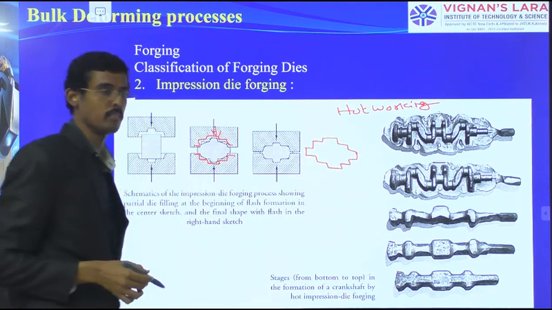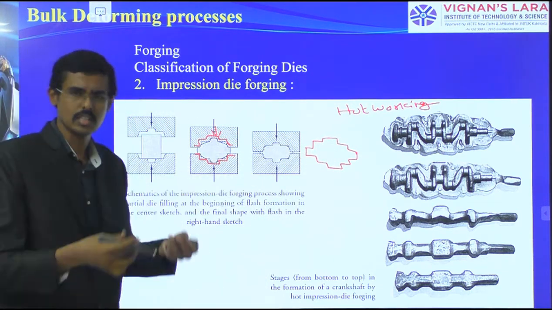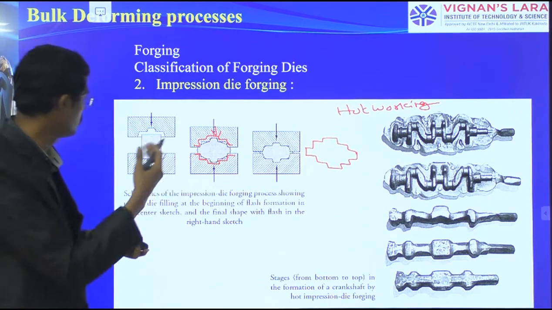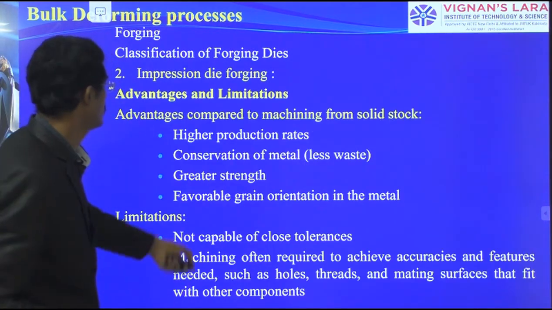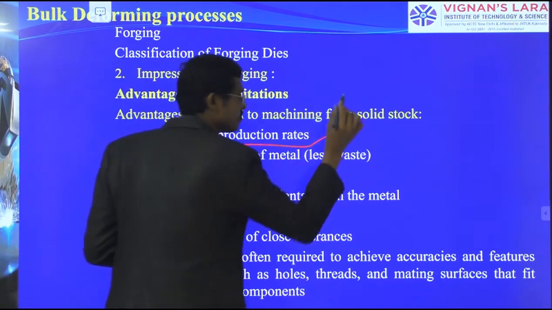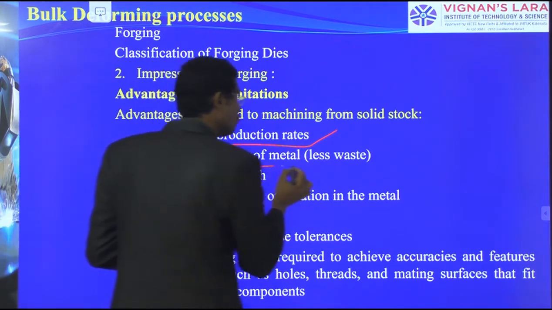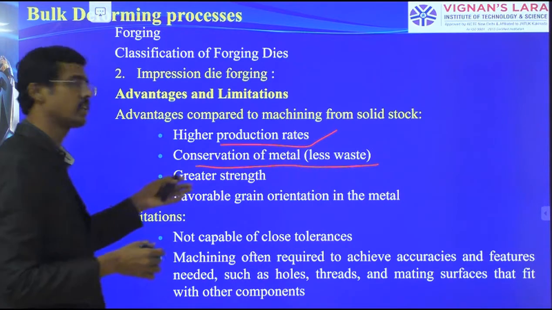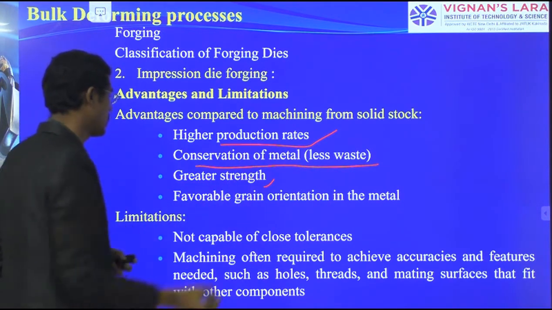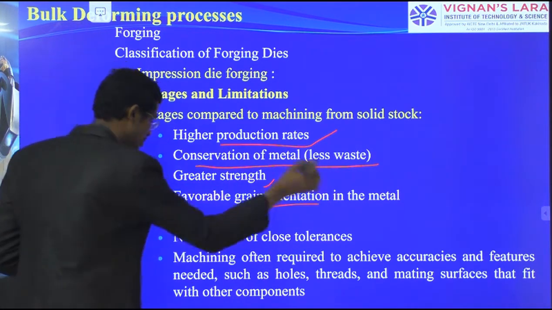Like this the product will be. So this product will come like this. So such designs and practices we should follow. The advantage of impression forging is a high production rate, because secondary operations are fewer, with less waste of metal. There is also greater strength from compression force, and favorable grain orientation.